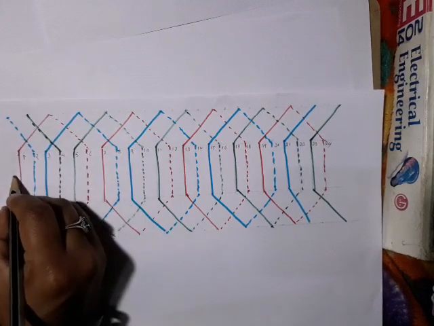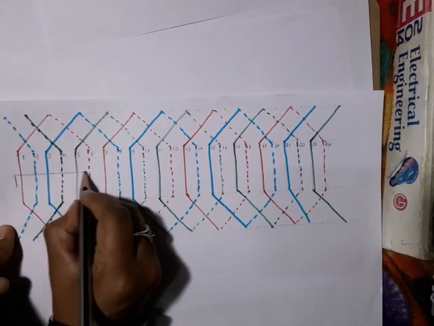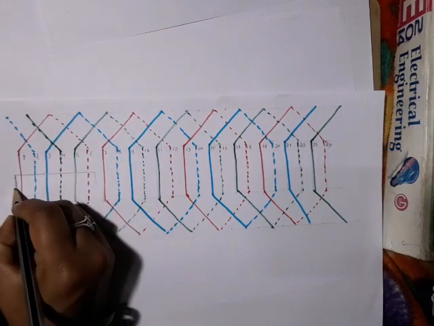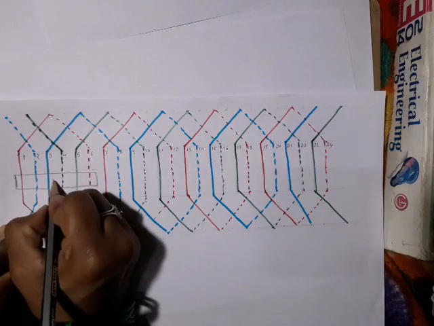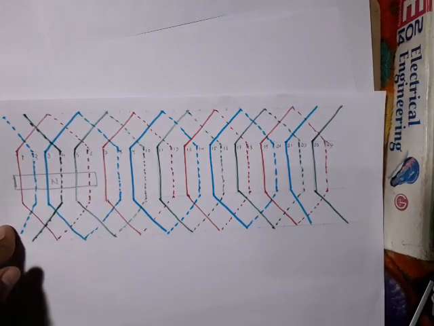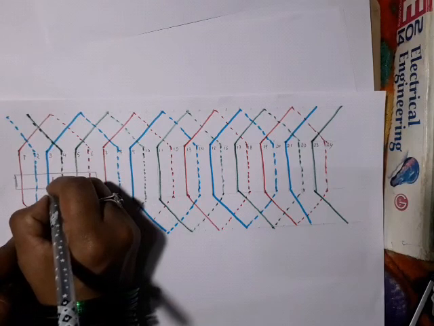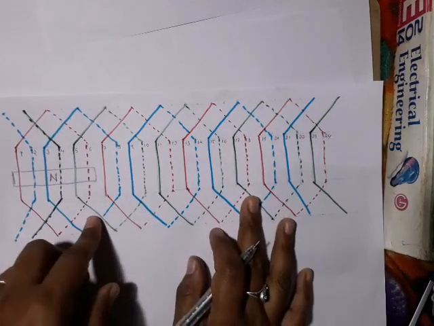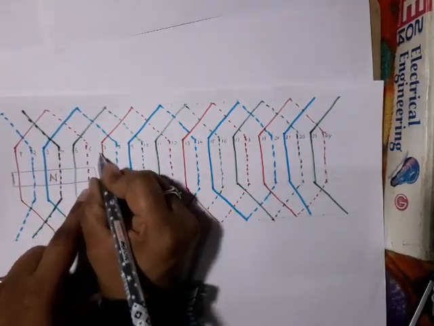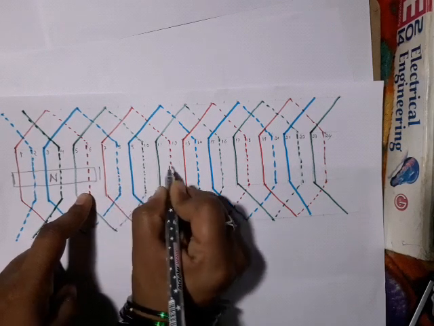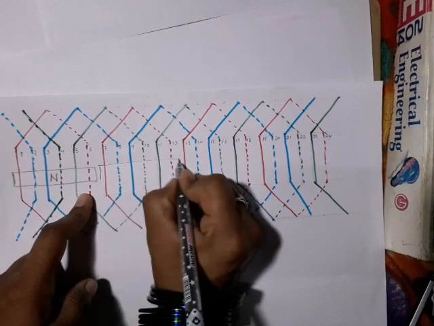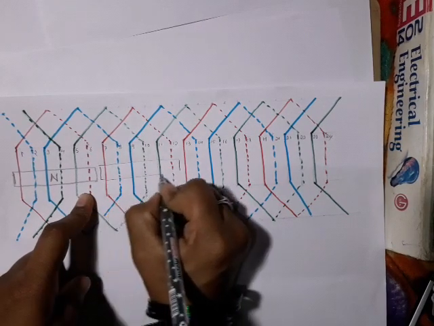For these 6 windings, I can write one pole. And my first pole, I'll consider it as North Pole. North Pole. And from the seventh conductor, count 6. 1, 2, 3, 4, 5, 6. So here I have 6 conductors.